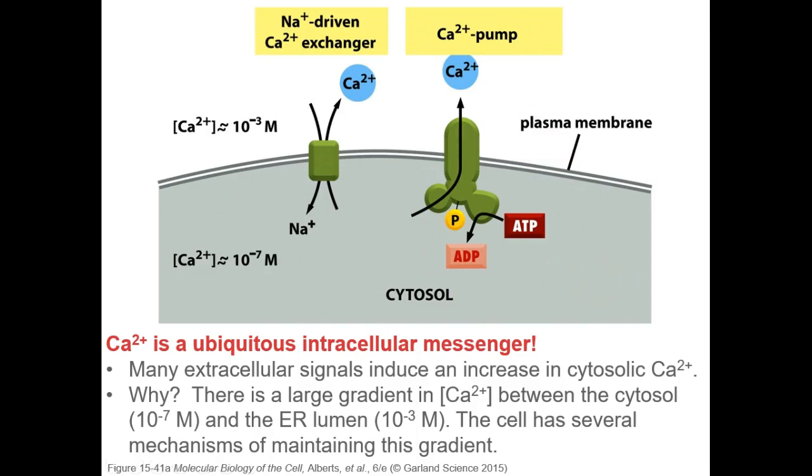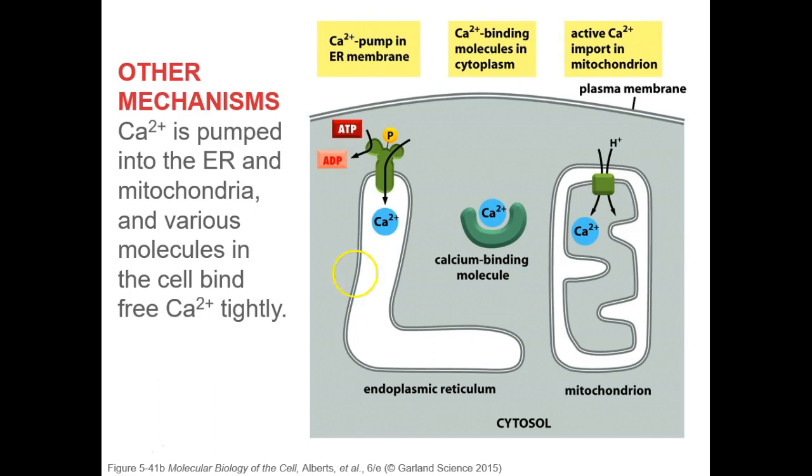So the cell has various ways of maintaining this very low calcium ion concentration. And again, there are other ways, not just pumping the calcium out of the cell: we can pump calcium into the mitochondrion, we can pump it into the endoplasmic reticulum, and we can have calcium binding molecules in the cytosol that sequester calcium. All of these mechanisms ensure that the calcium concentration in the cytosol of the cell, I should say more specifically, is kept very low. So when the calcium ion concentration in the cytosol becomes high, that is a signaling event.